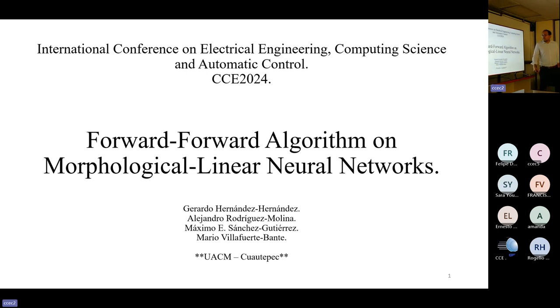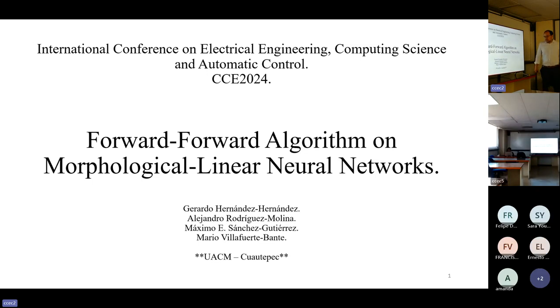Okay. So let's start this presentation. We're going to present the forward algorithm of morphological neural networks. The authors are Gerardo Hernandez, Alejandro Rodríguez, Máximo Sánchez, and Mario Villafuerte. We are professors from the Autonomous University of Mexico City, Campus Jutepec.